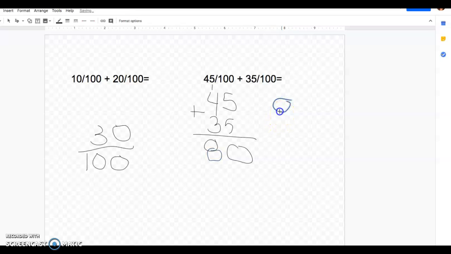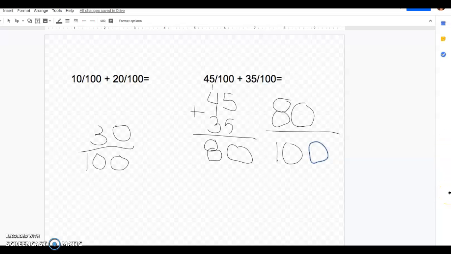And then we're going to put the 80 on top. That is the numerator. The denominator stays the same. That's the size of the piece. They're little bitty hundredth pieces, but we have 80 of them. And the answer to this problem is 80 100ths.